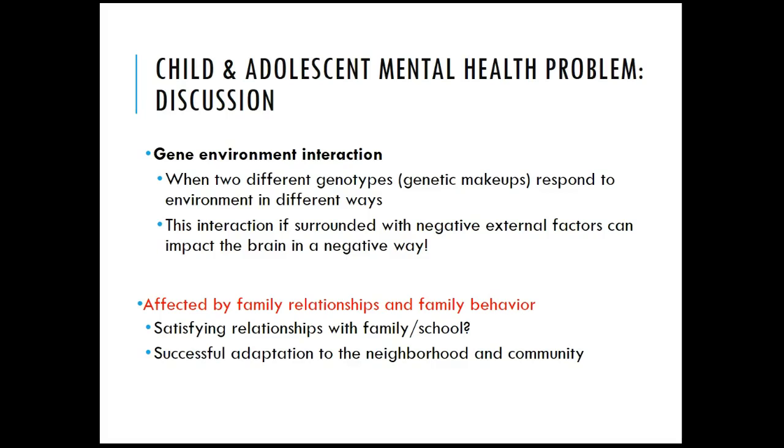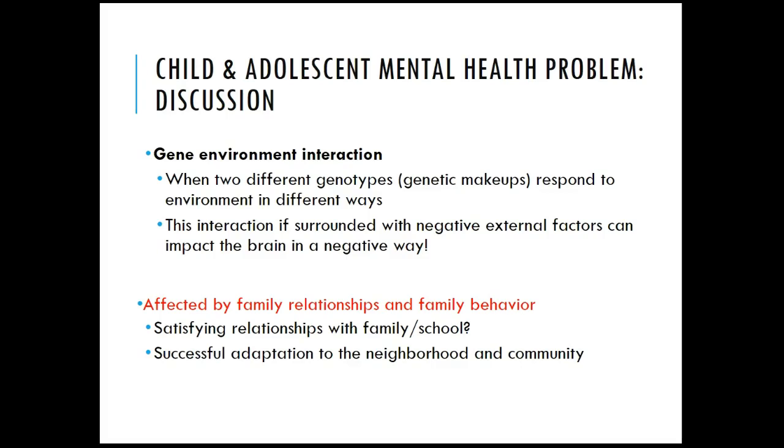And this is when two different genotypes, or in simpler terms, genetic makeup, respond to environmental variation in different ways. And that determines your phenotype, which is the way a child will behave or react to a situation. And again, this interaction, if surrounded with negative external factors, can impact the brain in a negative way. Furthermore, it's affected by something that is of key importance during those early years, and that is family relationships and family behaviors.